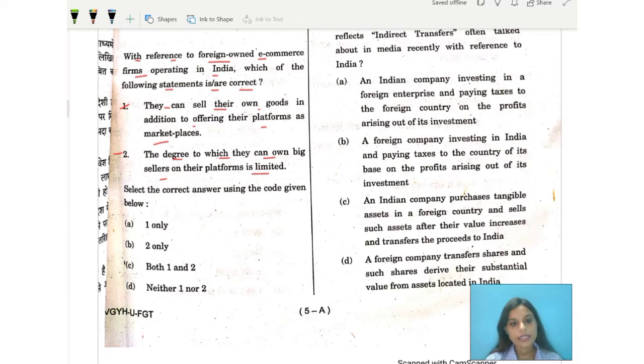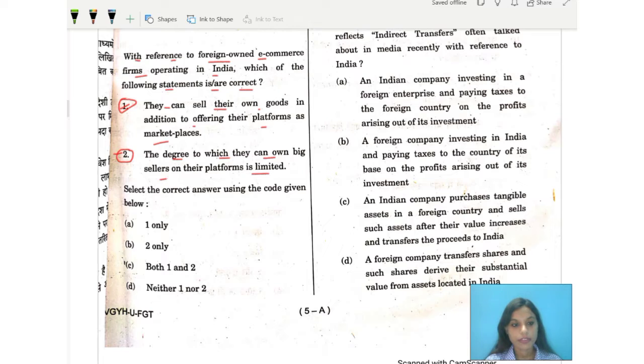Over here, statement 1 is of course correct, because e-commerce firms can definitely sell their own products in addition to offering their platforms as marketplaces. So they can do both of them. Number 2 is also correct. Why? Because big sellers have the limit of 20% for sale on the e-commerce platforms. So obviously these platforms can definitely own big sellers.